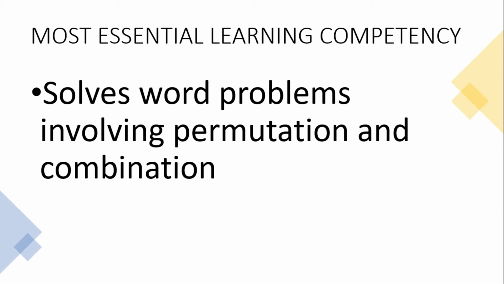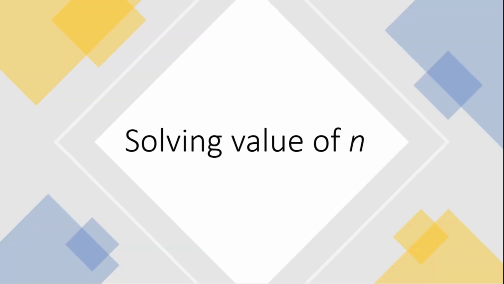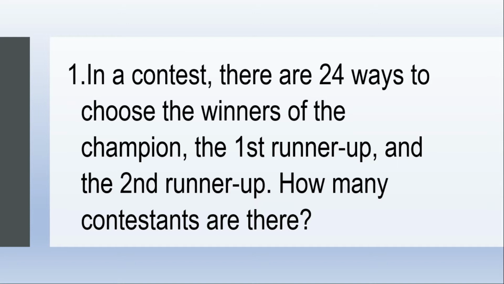Let's start with solving the value of n. Number 1. In a contest, there are 24 ways to choose the winners of the champion, the first runner-up, and the second runner-up. How many contestants are there? You can pause this video and answer this at your own pace.